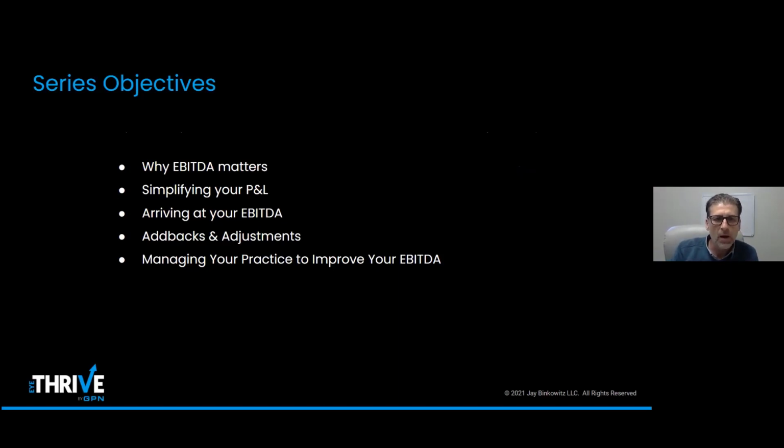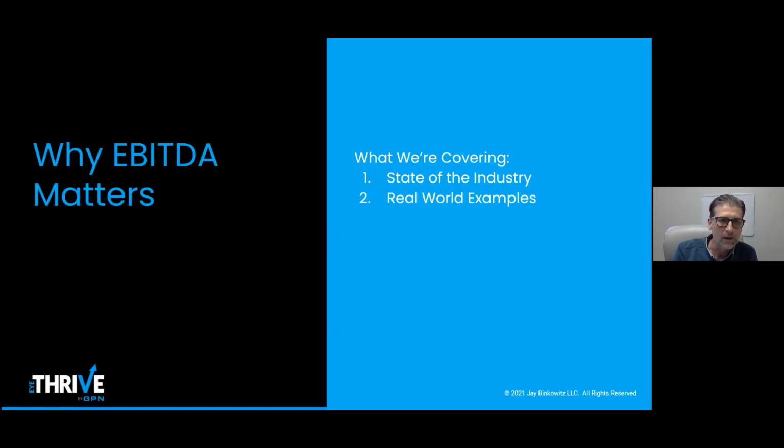We're going to tackle a bunch of really important financial matters in and around your practice. We're going to talk about what EBITDA is and why it matters. We're going to talk a little bit about how to simplify your profit and loss statement. How do we get to this term EBITDA and how that is impacted by something called add backs and adjustments. And then finally, and most importantly, we're going to talk about how can we improve this EBITDA in our businesses, because really the value of what we have as a company or as a business is really driven by this concept of EBITDA. So let's go ahead and get into it.